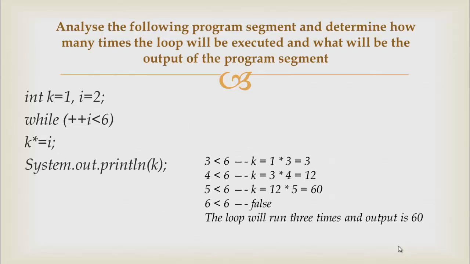Analyze the following segment and determine how many times the loop will be executed and what will be the output of the program. You can see ++i is given, and you can see the code how it is generated here. The first time 3 is less than 6, second time 4 is less than 6, 5 is less than 6. So every time you get k is equal to 1 into 3 is 3, 3 into 4 is 12, 12 into 5 is 60, and finally it becomes false. The loop will run 3 times and the output is 60.